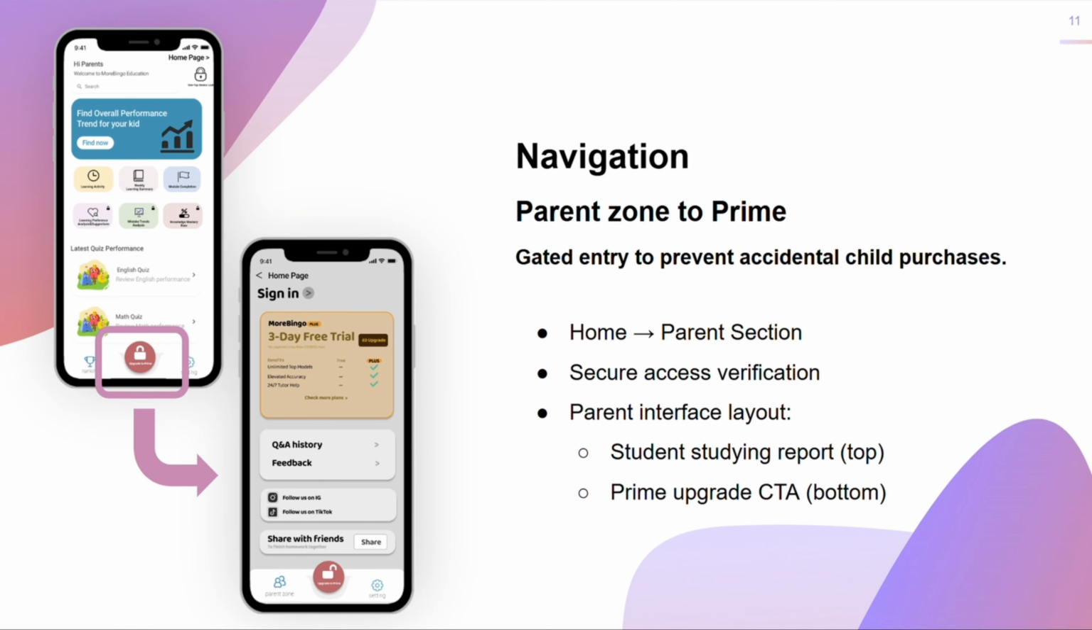Once inside, the parent page is structured with a clear layout. The core content, such as the student report, is placed at the top, while some advanced features are visible but gated, marked with a lock icon. Parents are given 3 free access opportunities, after which an upgrade to Prime is required. This naturally drives upgrade intent.